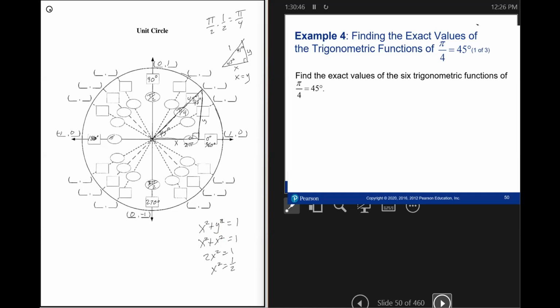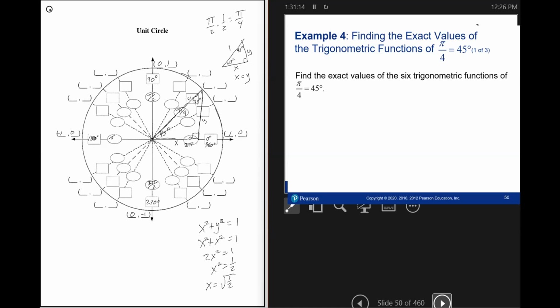Now, when I take the square root, normally in this type of situation we have a positive value and a negative value. Well, since I know x needs to be positive, because that's what the picture is telling me, x here is going to be positive. So I will only want the positive square root of 1/2. Well, I want to simplify this.